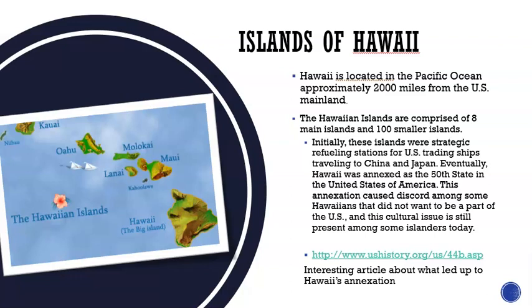The islands of Hawaii are also located in the North American continent. Hawaii, though, is located approximately 2,000 miles from the U.S. mainland. The Hawaiian Islands are comprised of 8 main islands and 100 smaller islands. Initially, these islands were strategic refueling stations for U.S. trading ships traveling to China and Japan. However, the United States eventually annexed Hawaii and made it the 50th state of the United States of America.